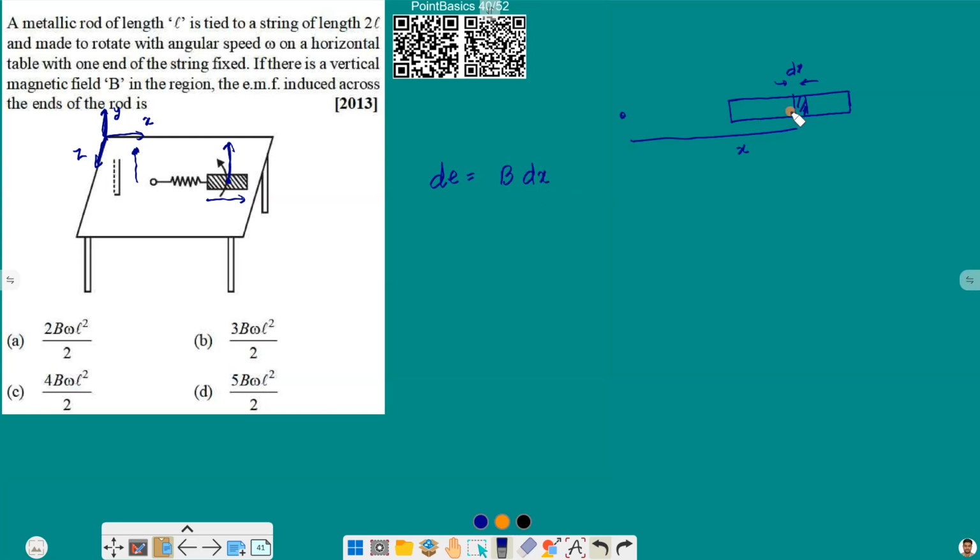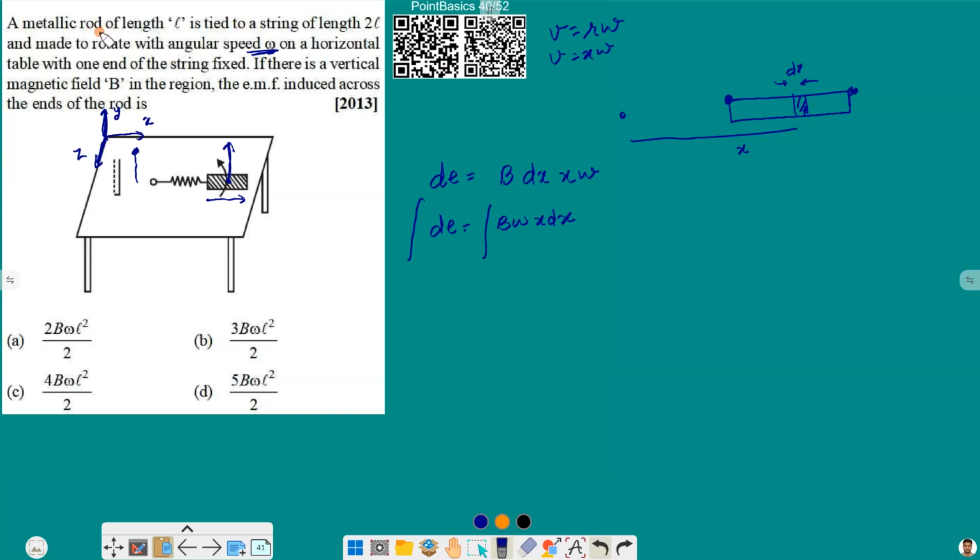into velocity of small conductor. As it is rotating with angular velocity omega, we know that v is equal to radius into omega, and here radius is equal to x, so velocity will be x omega. So induced EMF in the small part will be B omega x dx. Now we can integrate it within the limits, and limits will be the starting point of this rod to the ending point of this rod.